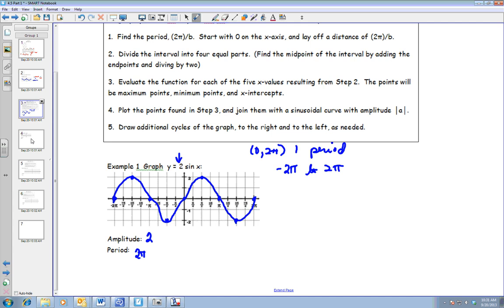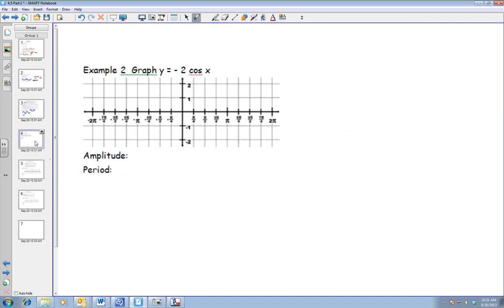Okay, so let's look at example 2. This time I'm supposed to graph y equals negative 2 cosine x. So let's list our amplitude first. Even though this is a negative 2, remember amplitude is always positive, so my amplitude is still 2. My period is always 2 pi divided by b, but I don't have a number in front of my x, which is my b number, so it's still just going to be 2 pi.